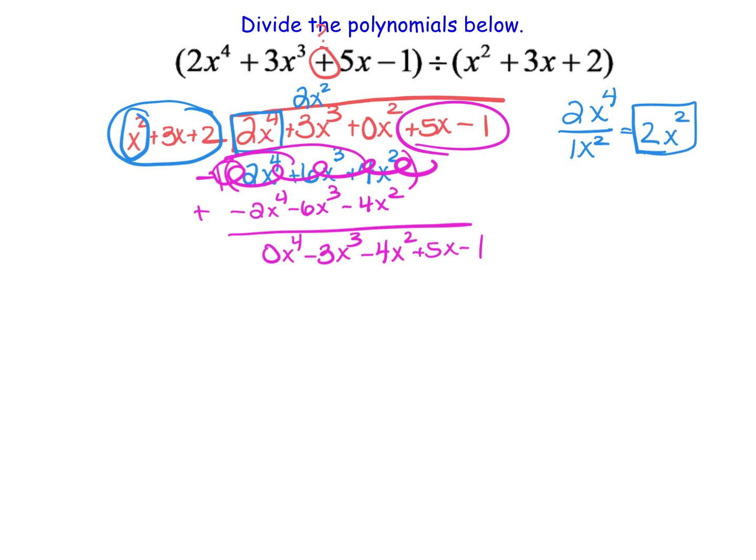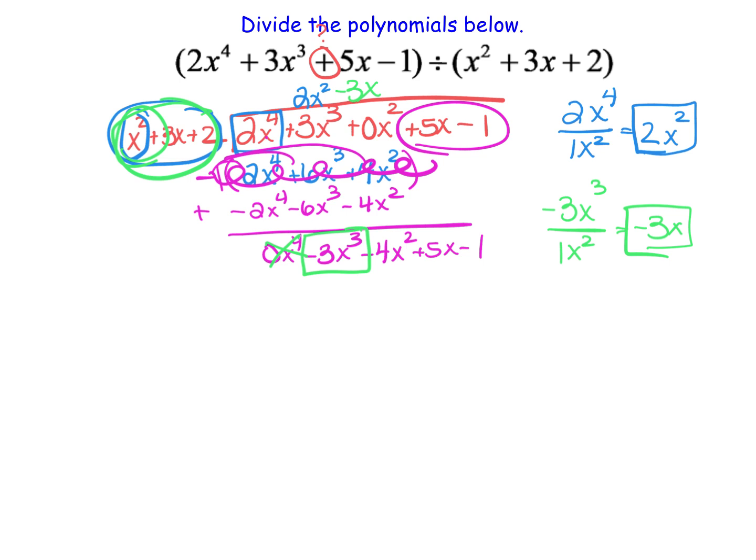So then we take a look at the next term in this problem. This one is gone, so we're looking at the negative 3x to the third. We're going to take negative 3x to the third and divide it by the first term here, which is 1x squared. Well, negative 3 over 1 is a negative 3. If we subtract those exponents on the x's, we get negative 3x. And so now we're going to take negative 3x and multiply it by all three terms here.